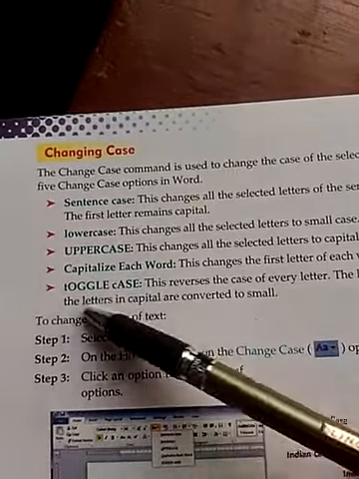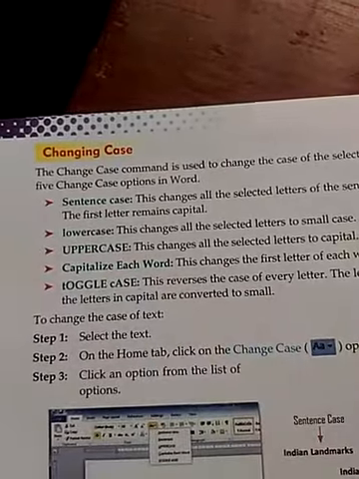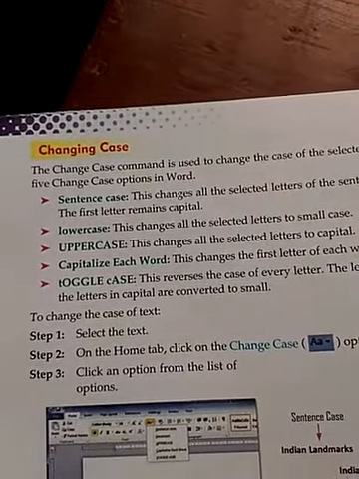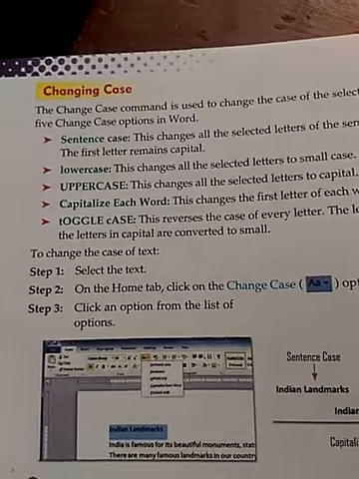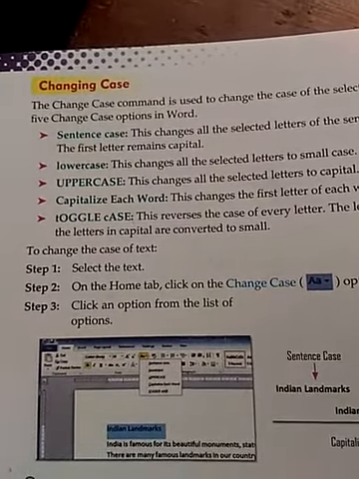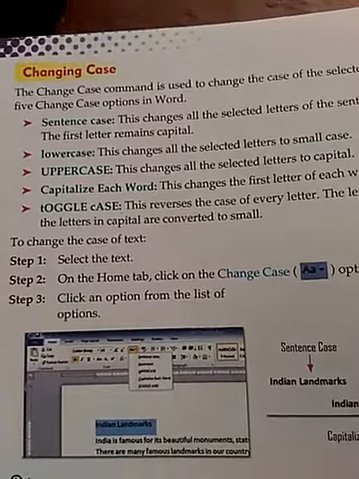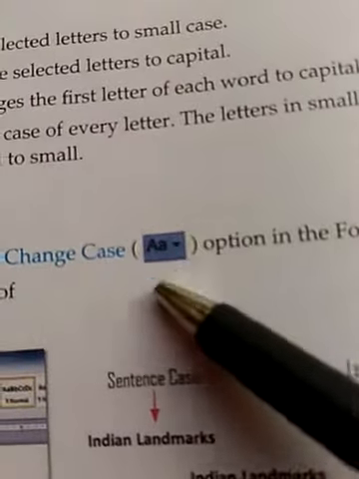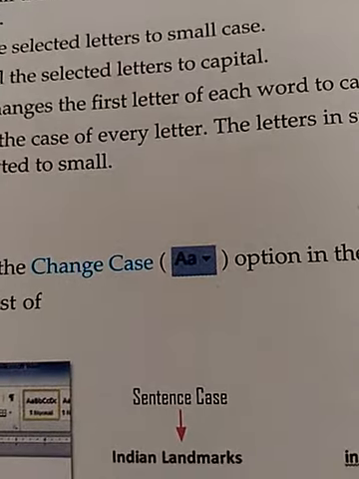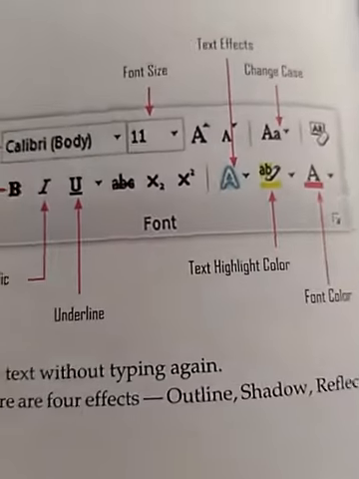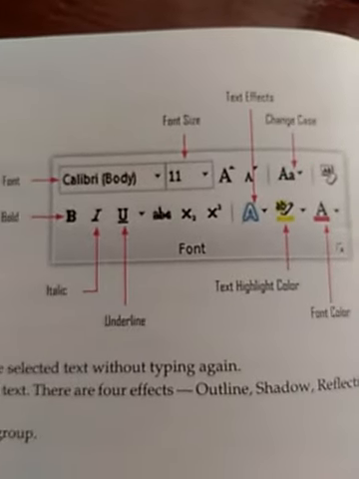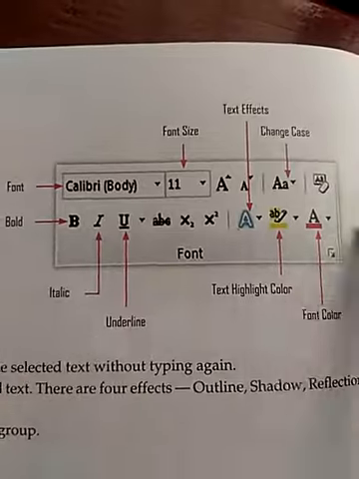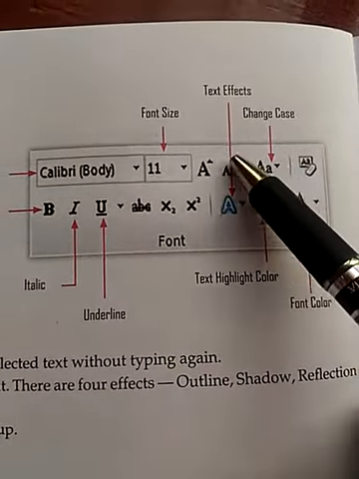So all these change case options are available in the font group under the home tab. If you want to apply these change case options, first you need to select the text. After selecting the text, on the home tab you will find this button. Look here, this button. This is change case. On the home tab under the font group you find this change case option button.